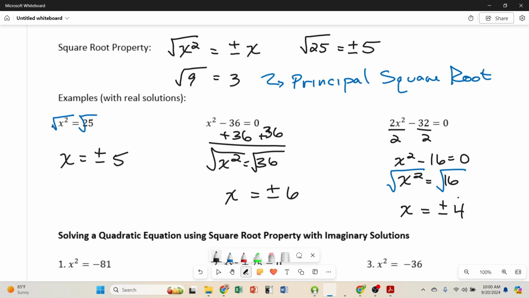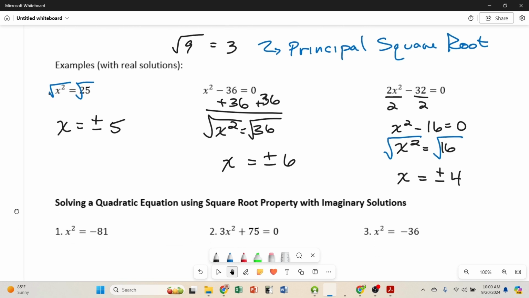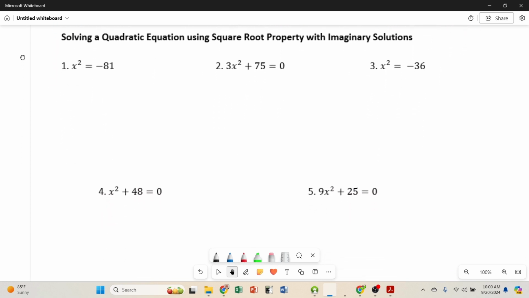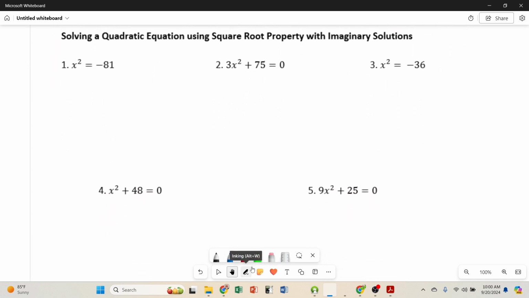So now what we can do is solve some quadratics with real root properties here. Now we're going to solve quadratic equations using the square root property with imaginary solutions. So this first one here, x squared equals negative 81.